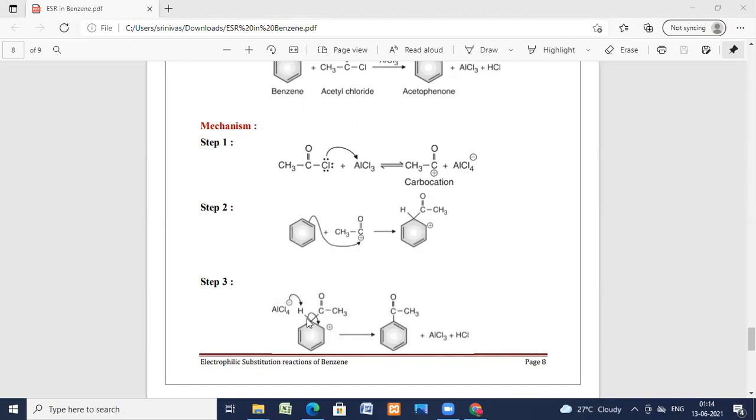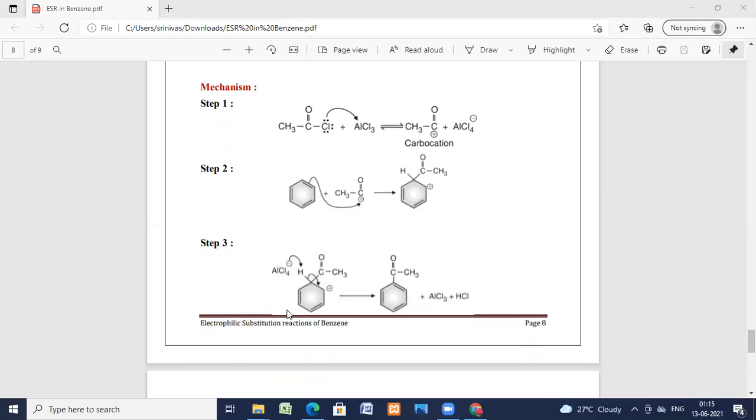How the product is formed: from the sigma complex, arenium ion or pentadienyl cation, the H plus ion loses its electron, which goes to the positively charged carbon, and thereby the deficiency is lost and it gets the bond over here. AlCl3 is regenerated and HCl is formed. Yeah, this is the way the final product is formed.